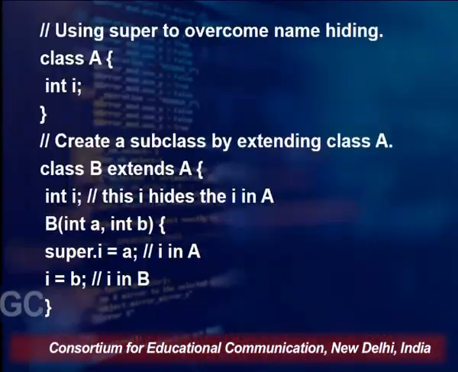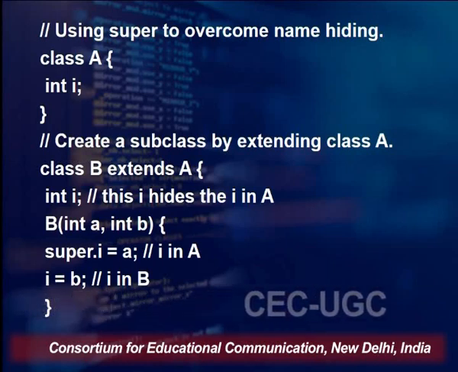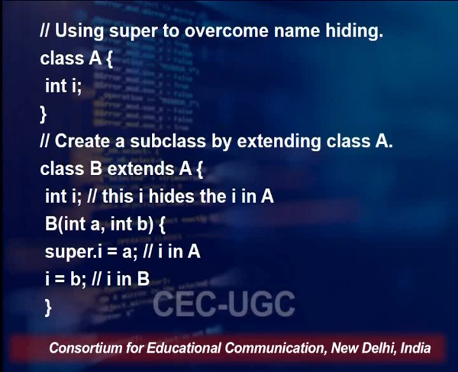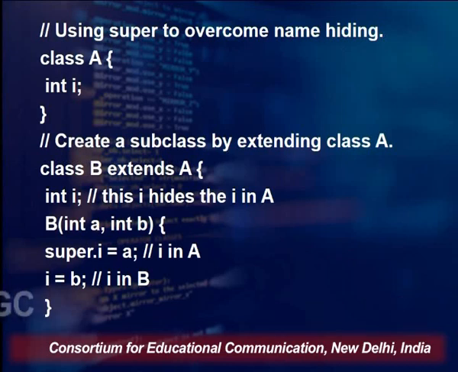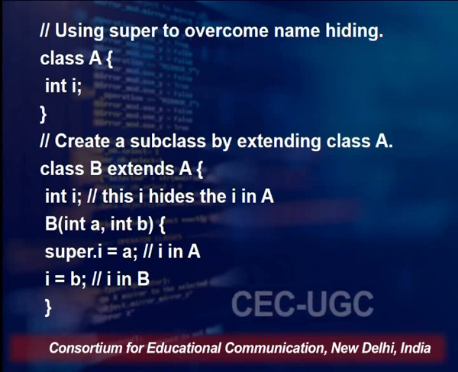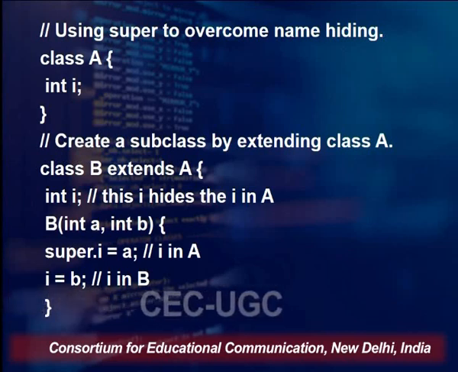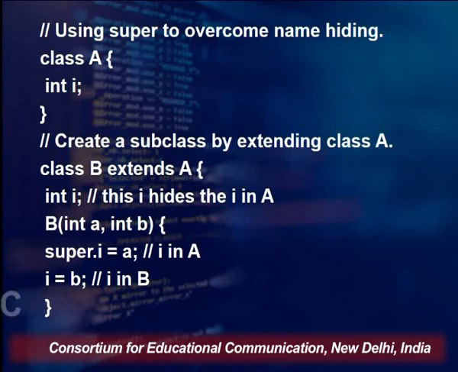So let us see this with the help of an example, and here we have taken a very simple structure of the program in which there is a class A, and this is having one variable integer I. So we just kept it very simple in order to demonstrate the use of super to overcome the name hiding. And now this class A is being extended by class B, and a subclass in the name of class B is being created. So class B extends A, and now we have integer I here also. So now integer I is available in class B as well as integer I is available in class A.